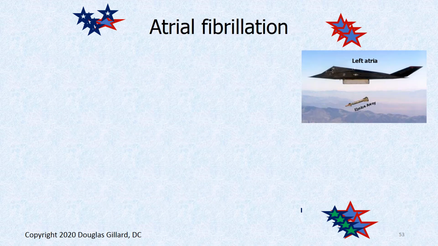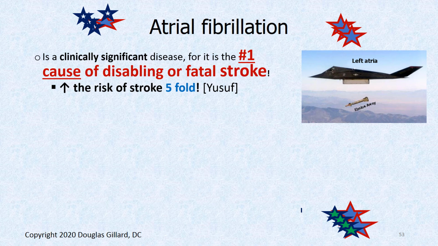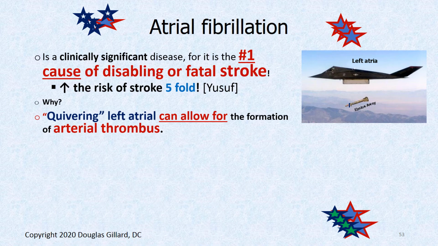All right. The problem with atrial fibrillation is the heart can throw these emboli, and that's not good. This is good stuff for my test: it is the number one cause of disabling or fatal stroke, period. It increases the risk of stroke by 5-fold. The atria and the ventricles are not contracting 1-to-1. If they were, you would be dead.